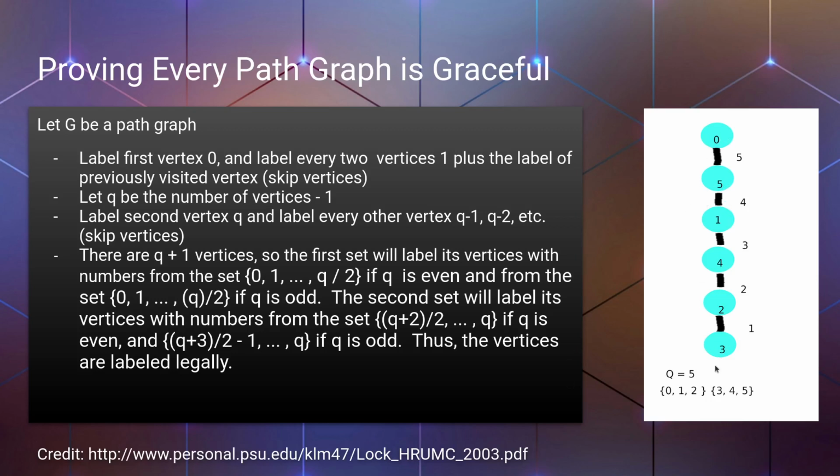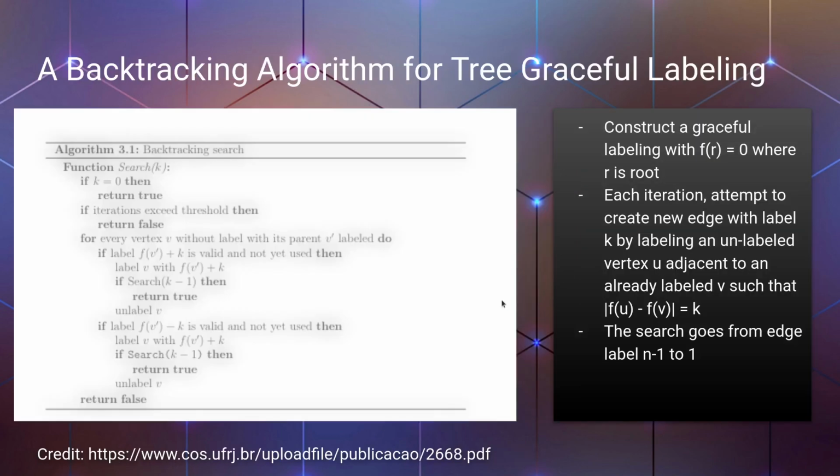So if these properties uphold, then you have yourself a graceful labeling, and this can be used to prove that every path graph is graceful. Now this is a much more complicated algorithm, and I encourage you to go look at it for yourself. I found this from a research paper on graph theory and graceful labelings, and this is very hard to decipher even when I was doing my research. So I basically tried to summarize what this algorithm is attempting to do within just a few bullet points.